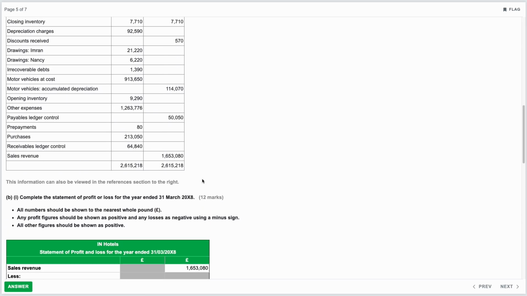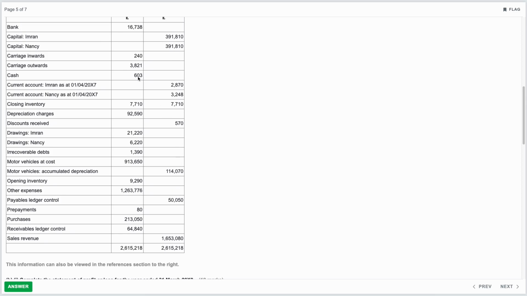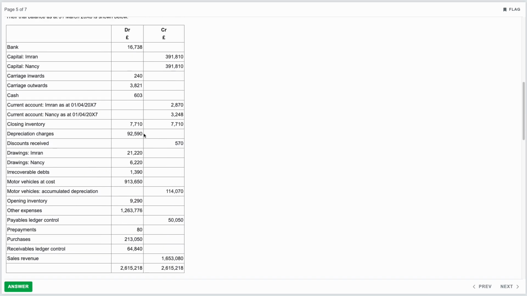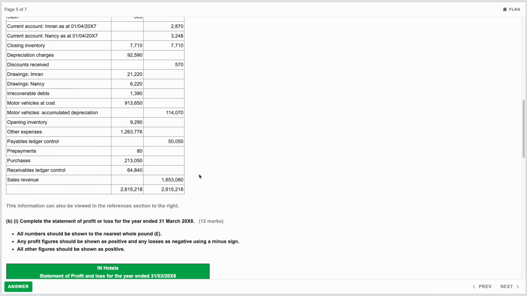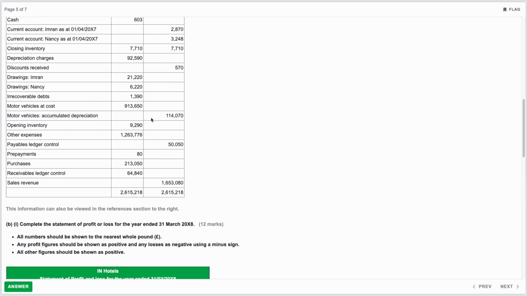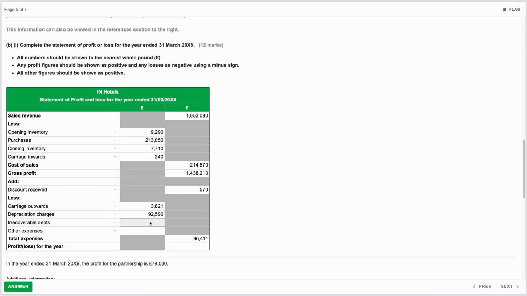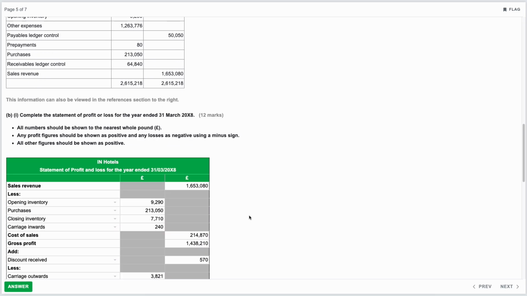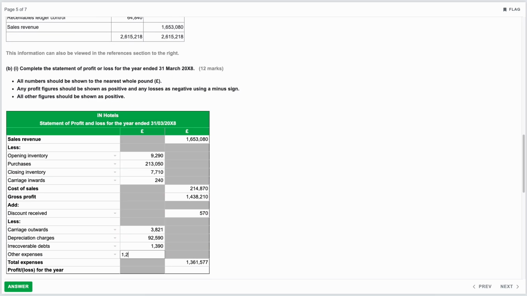Right, let's get these in though. So carriage outwards was 3821. We then had depreciation charges of 92,590. Irrecoverable debts of 1,390. And other expenses 1,263,776.